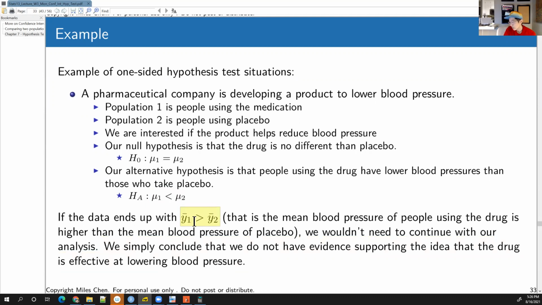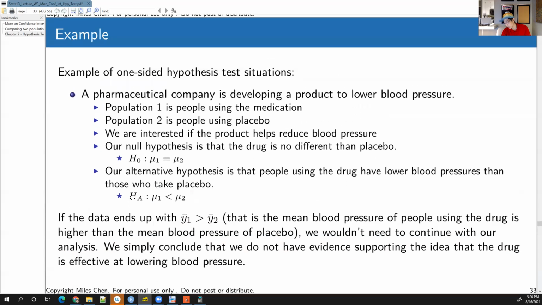Because y bar 1 ended up greater than y bar 2. So perhaps the opposite's the case, but in this scenario, we're setting up our alternative hypothesis because we really just want to see if the medication reduces blood pressure. Okay. Does that kind of make sense as far as having a directional alternative?